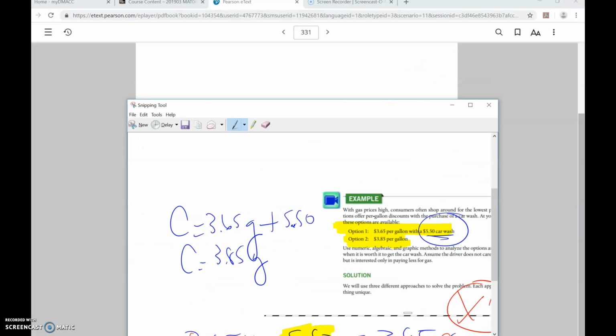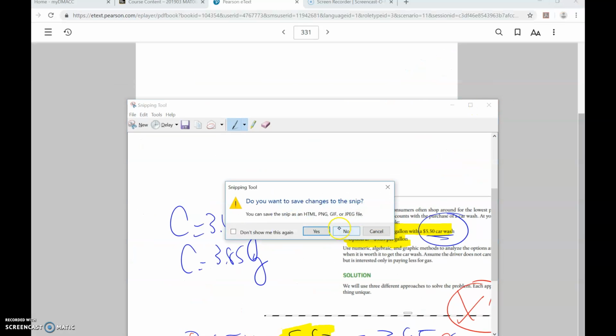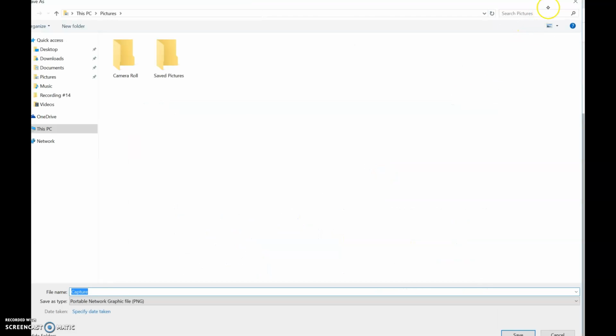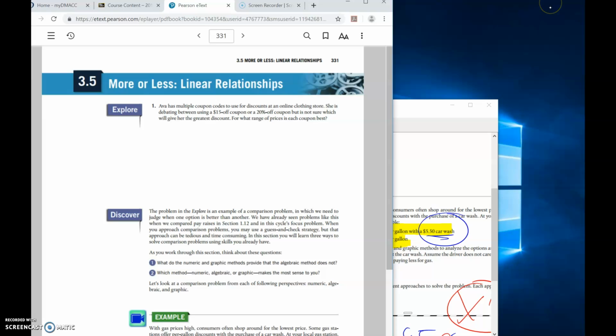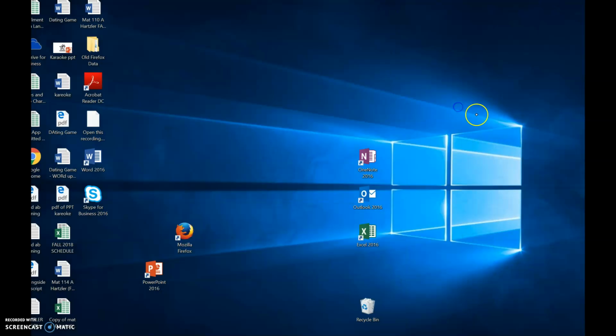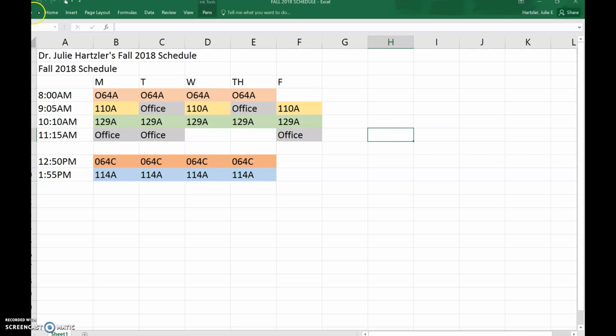So let me get out of there. It's hard to see here. Get out of that and get out of that. Okay, so I'm going to get into Excel. I'm not sure, oh, there it is over there. All right, we'll just open a new one.